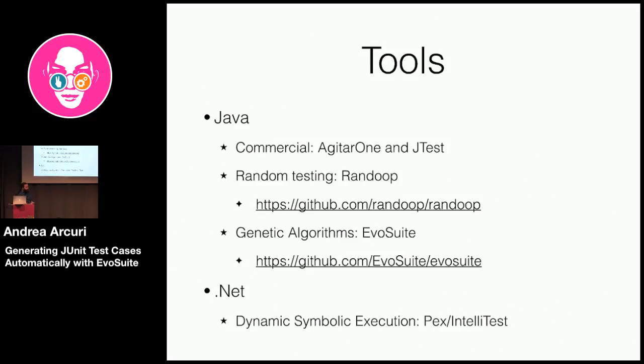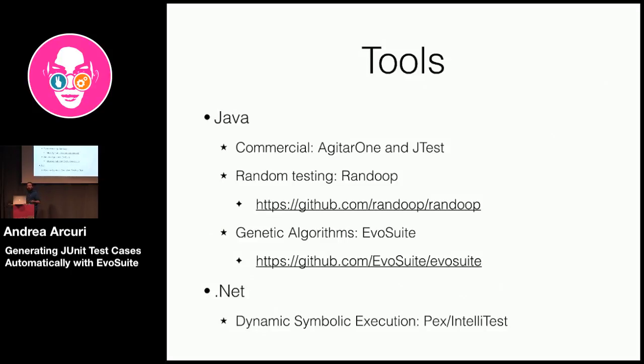Then there are at least two tools that are research prototypes developed in academia. One is Randoop and one is EvoSuite. And the example that I showed was from EvoSuite. The nice thing is that they are open source, and you find them on GitHub. But those are research prototypes. You can play with them, but going from playing with something to using it in production is a different story.